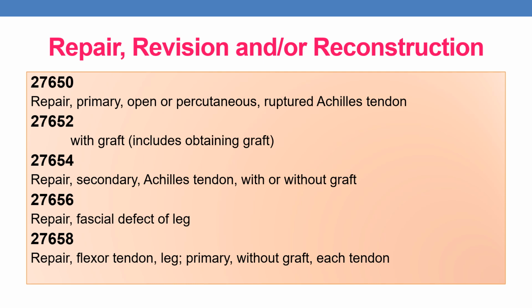Next, coming to repair, revision and or reconstruction. The first CPT is 27650. It deals with repair primary, open or percutaneous ruptured Achilles tendon. If the primary repair of Achilles tendon is done with the graft, then the CPT is 27652. The next CPT is 27654. It deals with repair secondary. Previously it is primary. Now 27654 deals with repair secondary Achilles tendon with or without graft.